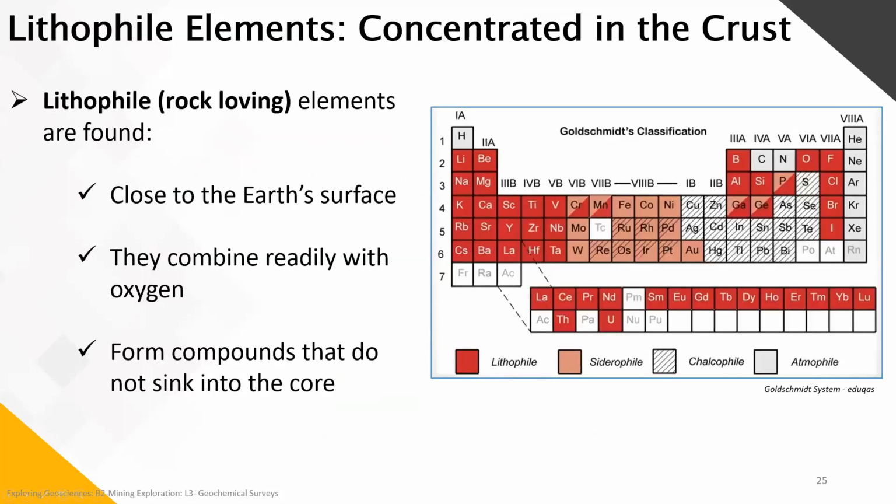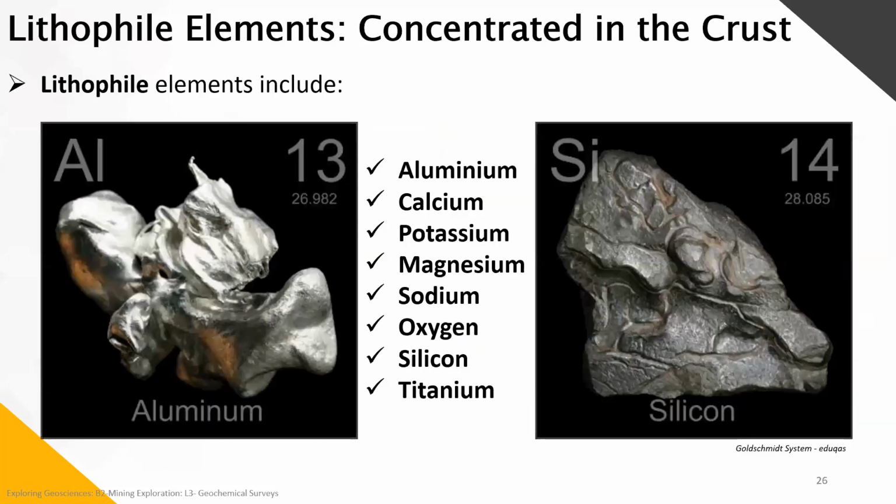So taking them one by one, the lithophile elements are mainly concentrated in the crust and are known as rock-loving elements. So they are distributed within rock elements. So they are close to the Earth's surface. They combine readily with oxygen, and they form compounds that do not sink into the core. These elements include aluminum, calcium, potassium, magnesium, sodium, oxygen, silicon, and titanium.